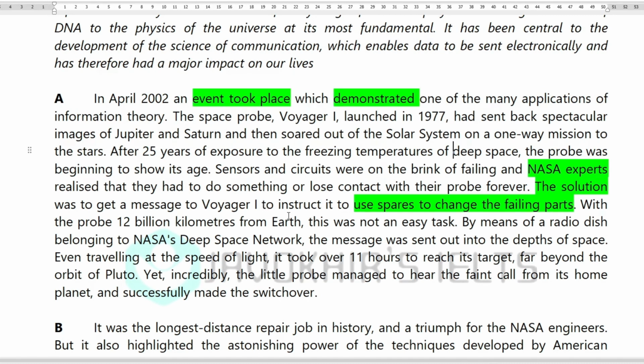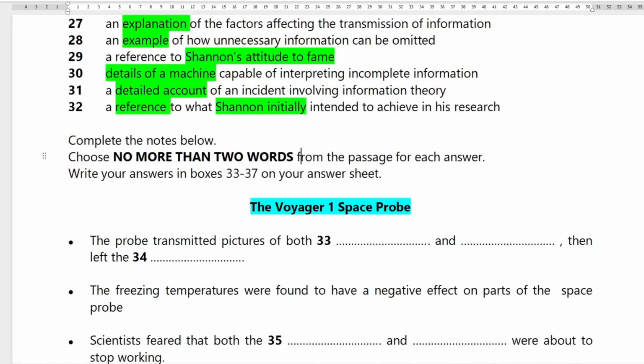Process of sharing or some sort of communication, and yet incredibly the little probe managed to hear the faint call. Faint call means not clear. Faint means not clear. Faint call means you have a very unclear voice or unclear sounds of a call from its home planet, and successfully made it to switch over.